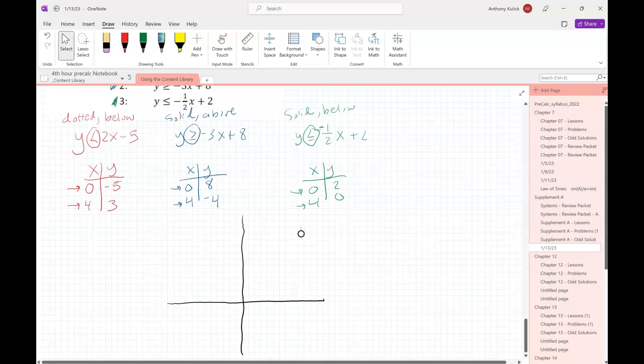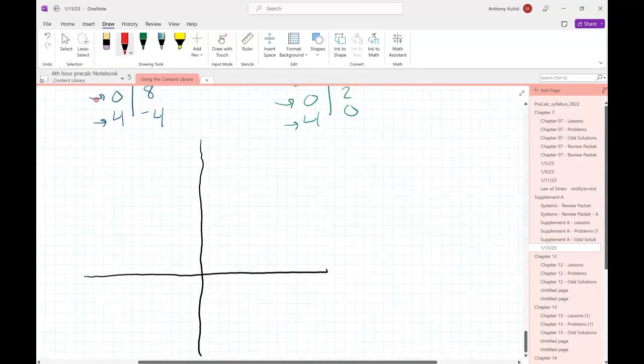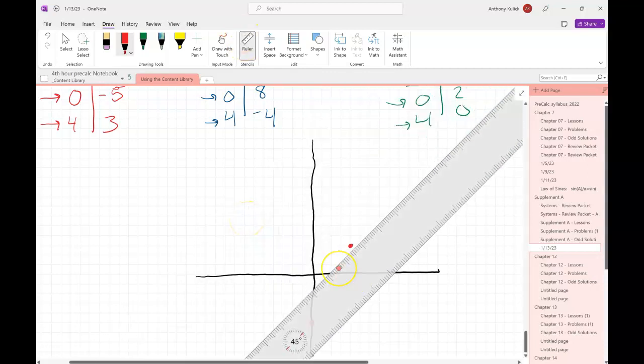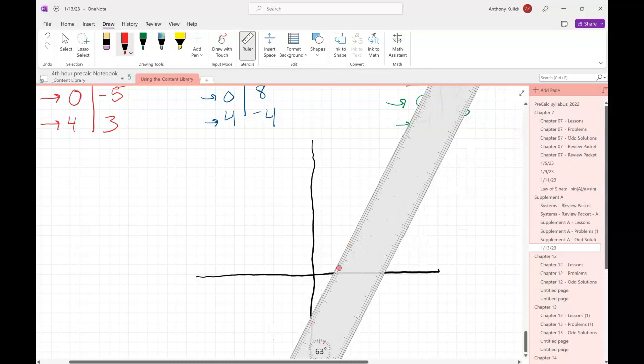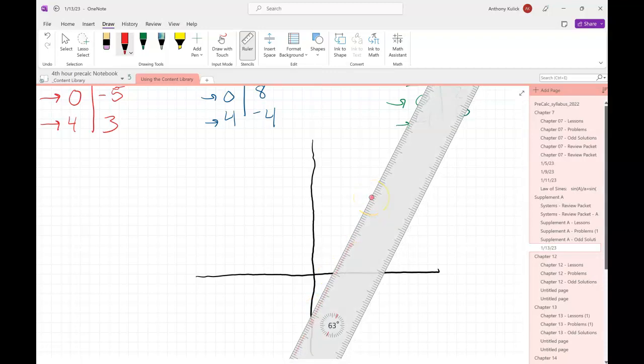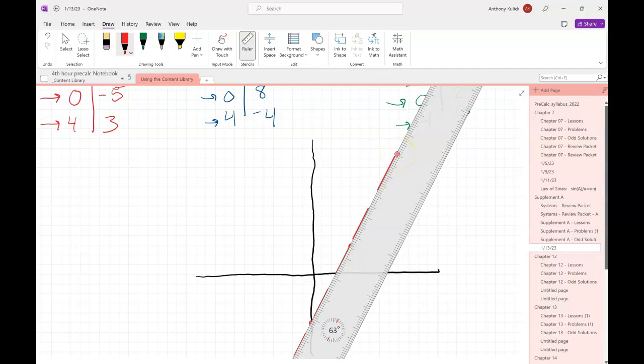All right, let's see. 0, -5. So 1, 2, 3, 4, 0, -5. And then 4, 3, 1, 2, 3, 4, 1, 2, 3. Put our ruler in here. That looks pretty good. Drawing dashed lines. That looks pretty good.